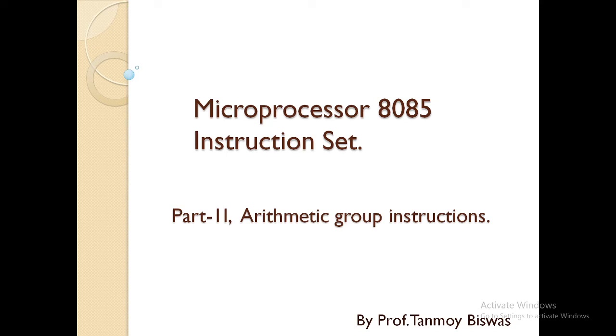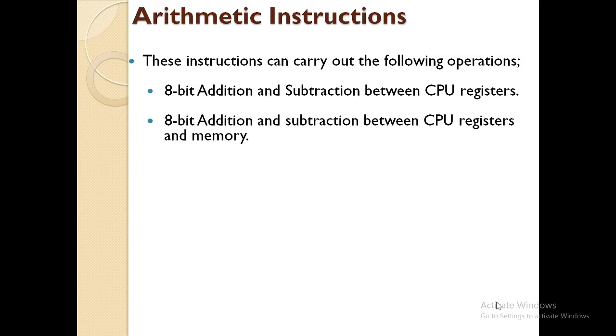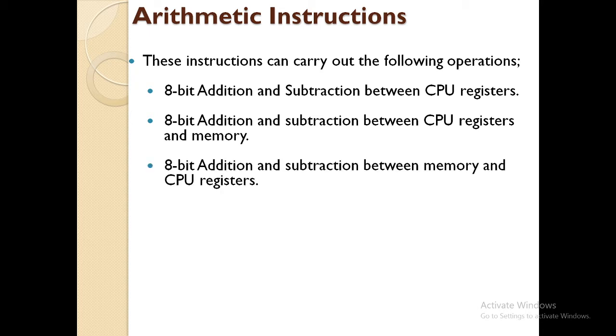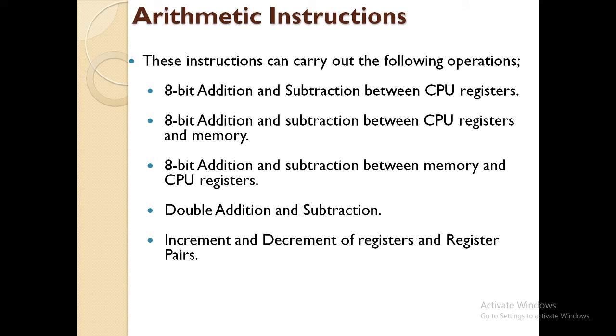Okay, so today mainly we will be discussing the different arithmetic group instructions, and this will include 8-bit addition and subtraction between the CPU registers, 8-bit addition and subtraction between a CPU register and the memory module that is connected with 8085. Then we will discuss 8-bit addition and subtraction between memory and CPU registers, vice versa, double addition and subtraction. Then we will talk about increment and decrement of register and register pairs.